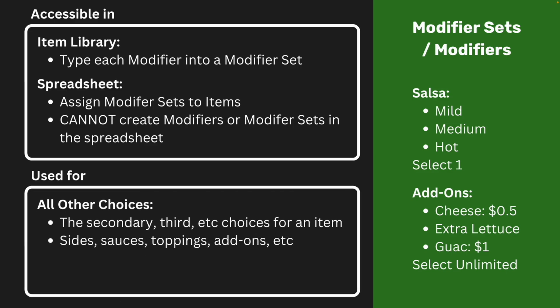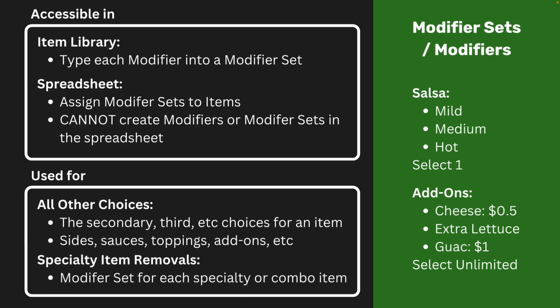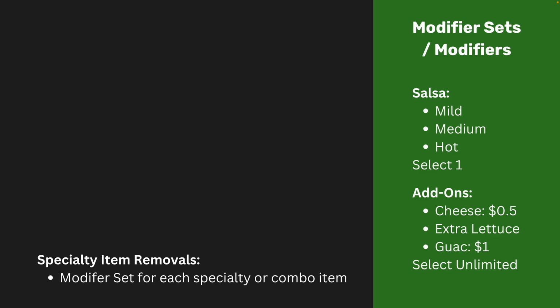We use these for all other choices. Everything that's not in the variation, and very little is actually in the option sets and variations, so everything lives in the modifiers, pretty much. And lastly, we use them for specialty item removals. Let's talk more about that.